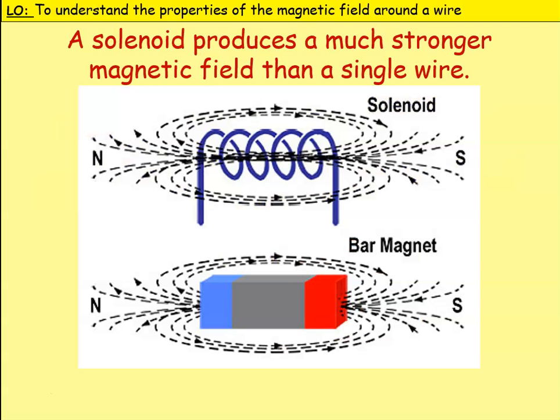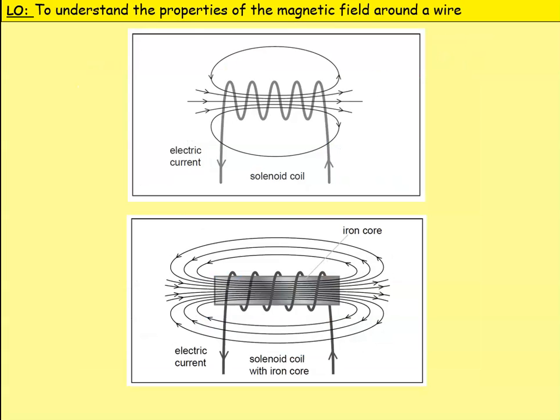It will do. It will make it look like the shape around a bar magnet. A solenoid produces a much stronger magnetic field than a single wire. And when we coil it around, we see those field lines are going in the same direction as they would for a bar magnet, with north coming out one side, south around the other. So by coiling it up, we've made a more regular magnet.